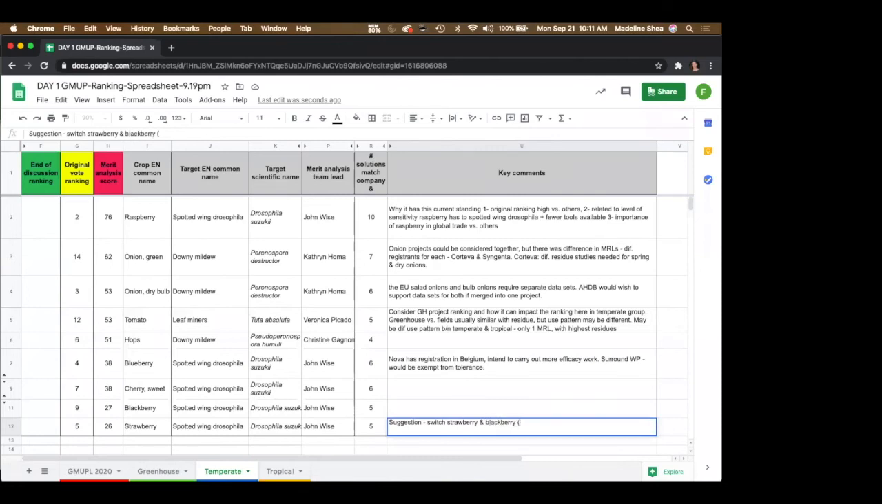Thank you. Jim, when I'm looking at the sheet, unless I'm looking at it incorrectly, I think strawberry is ranked above blackberry in terms of the original ranking, correct? I don't disagree with you at all. Yeah, I guess you're right. Yep, you're right. Yep.